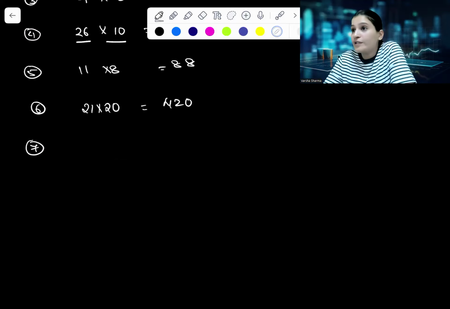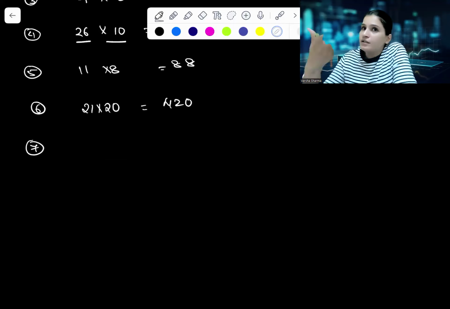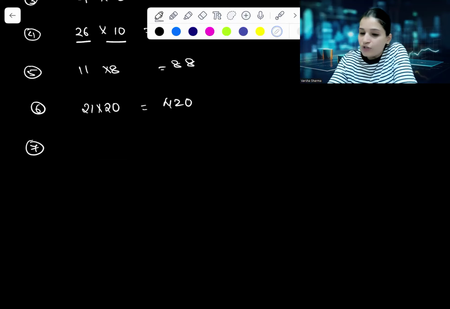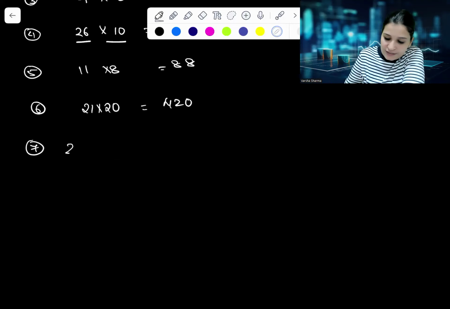7. A coin is tossed 4 times and the outcomes are recorded. How many possible outcomes are there? So first coin, 2 options, second coin, 2 options, third coin, 2 options, fourth coin, 2 options. All the 4 are tossed. So 2 to the power 4, 16.